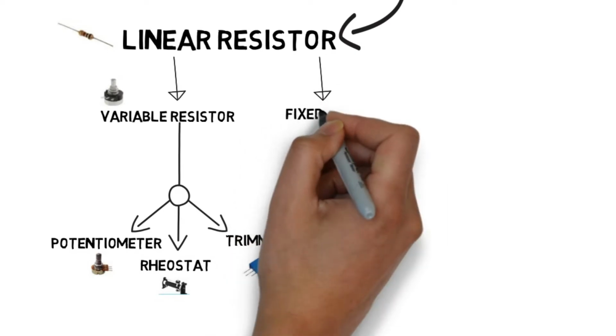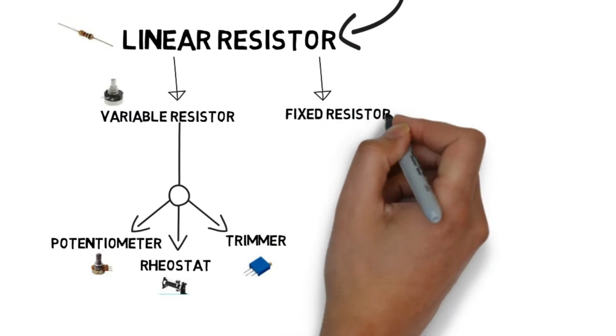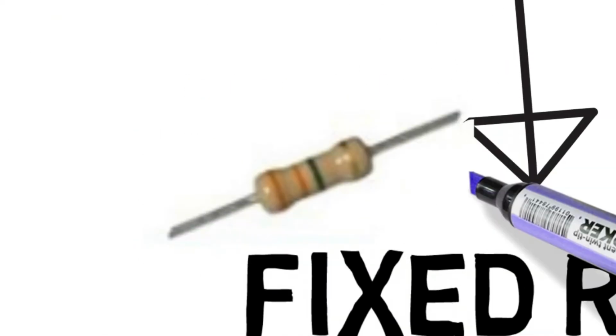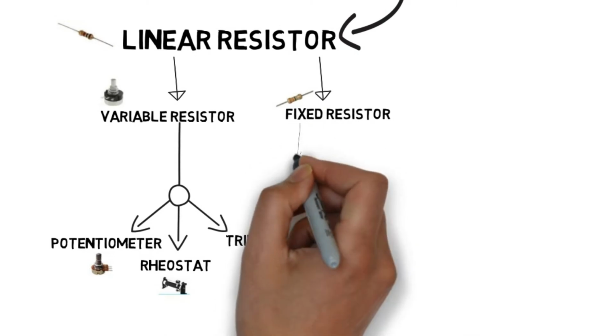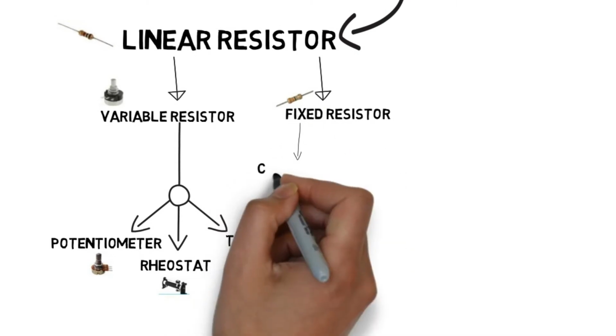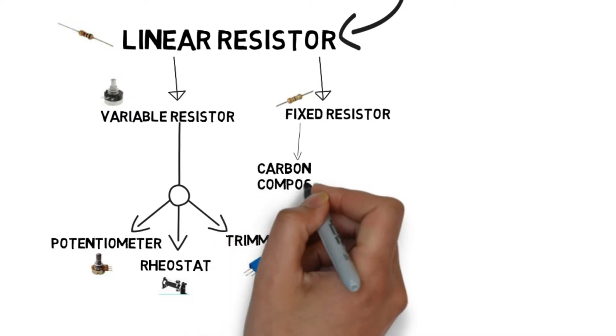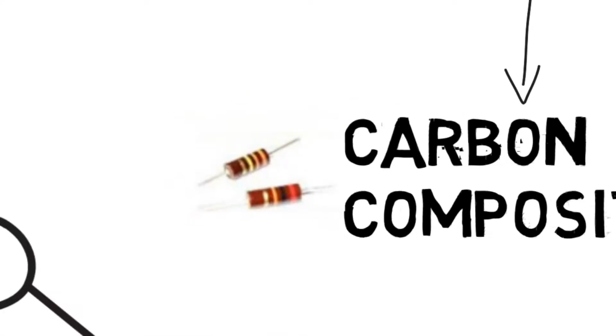Fixed resistor is second part of linear resistor, and fixed resistor has 4 parts. Carbon composition resistor is one of that parts. Applications include the protection of circuits, surge or discharge protection, current limiting.